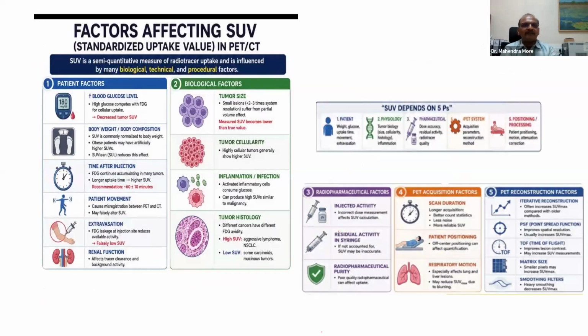Okay. Now, what are the factors that affect the SUV value? As we are interested in the SUV value of that particular lesion, it depends on the blood glucose level of the patient, as it is FDG, fluorodeoxyglucose. If the patient has a very high level of glucose, then we need to do some medication and then do the PET studies. Body weight, the time after injection, mostly 45 minutes is the waiting time. Then extravasation of the syringe can also affect the SUV value. Okay, renal function can also affect the SUV values.